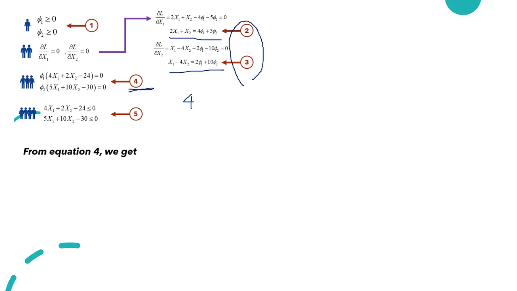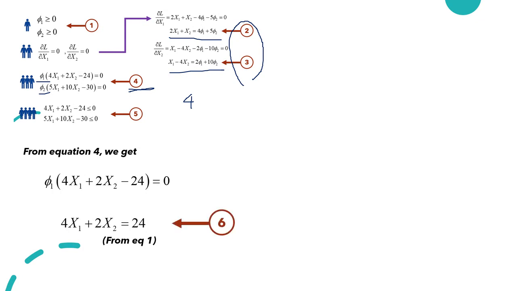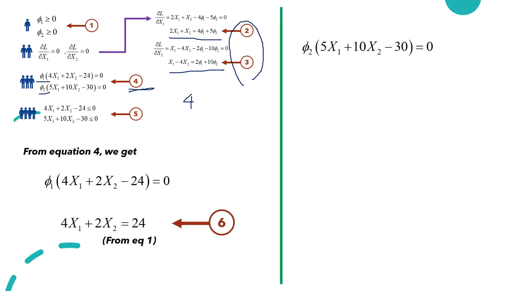So from equation 4, I can say that phi1 is not equal to 0. Similarly, phi2 is also not equal to 0. So in that case, I can identify 4x1 plus 2x2 is equal to 24. Let me consider this as equation 6. Similarly, for this phi2 of 5x1 plus 10x2 minus 30, phi2 is not equal to 0. So 5x1 plus 10x2 is equal to 30. Let me consider this as equation number 7.